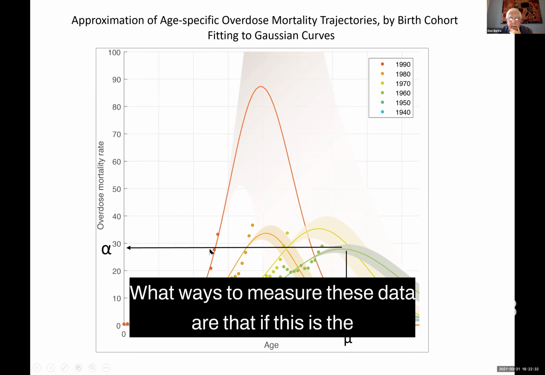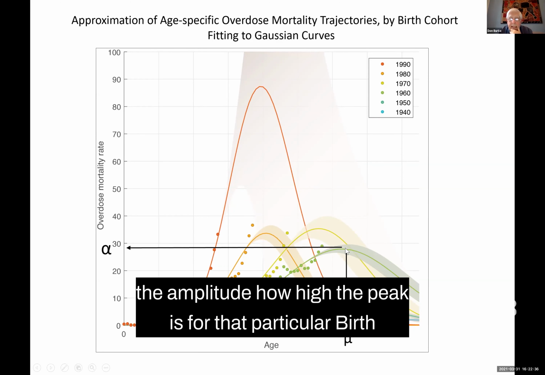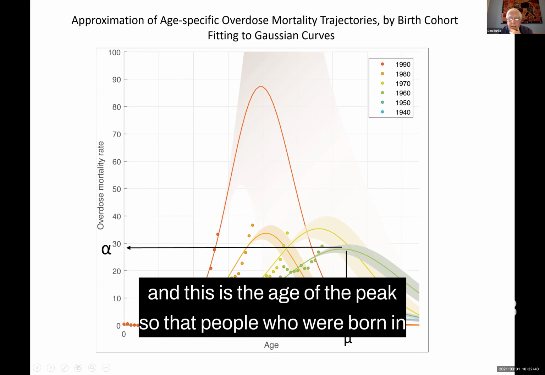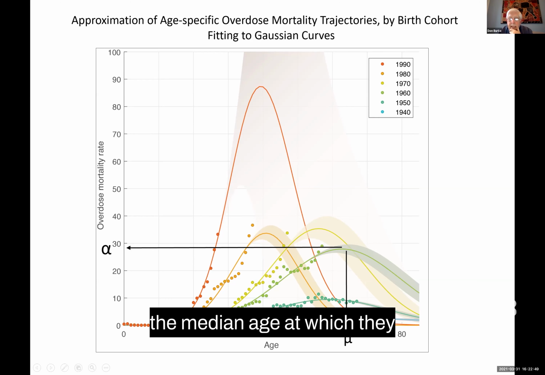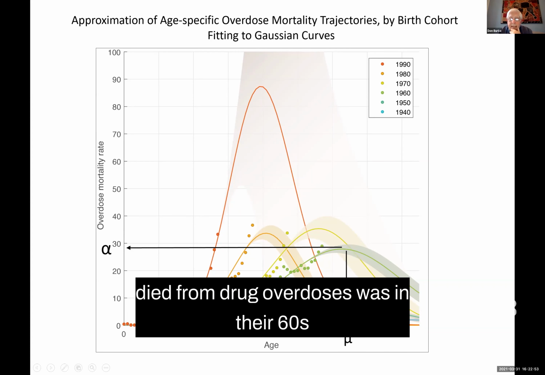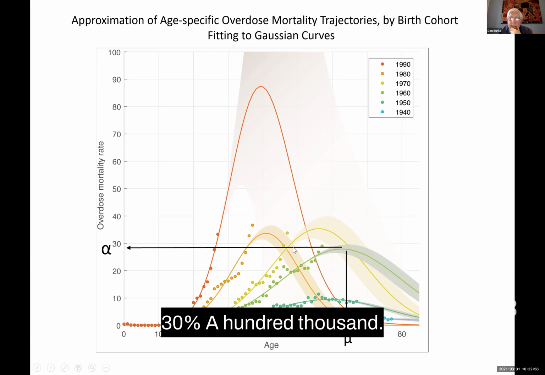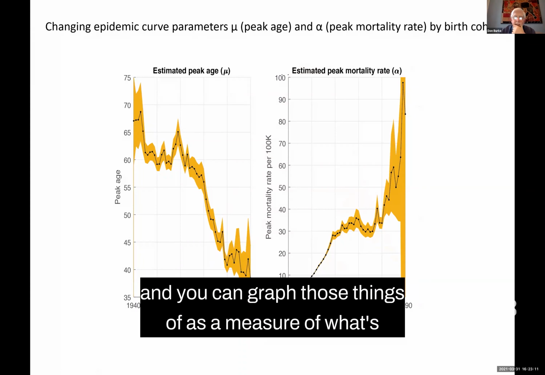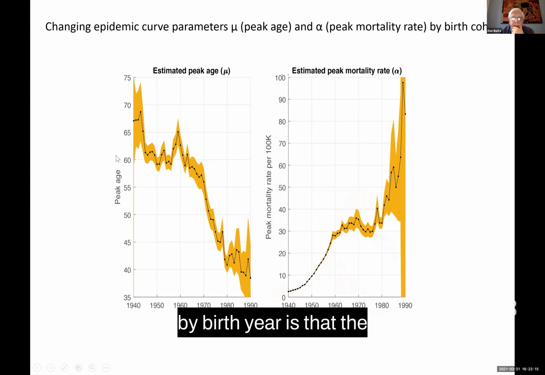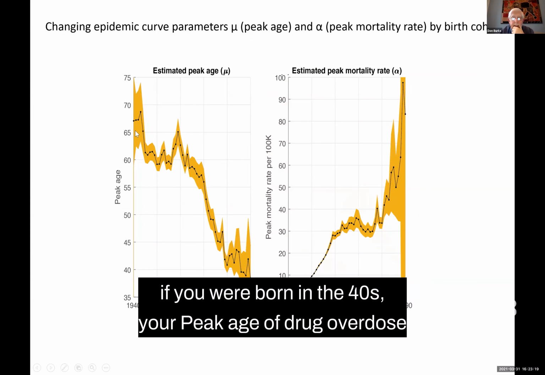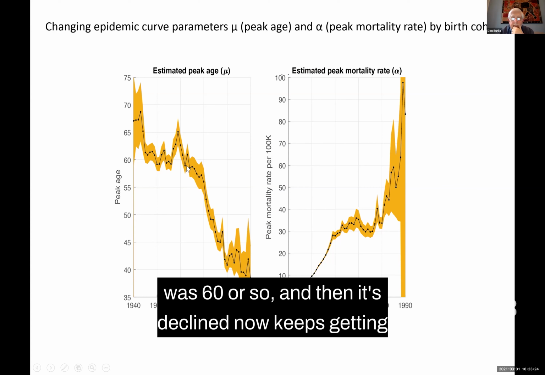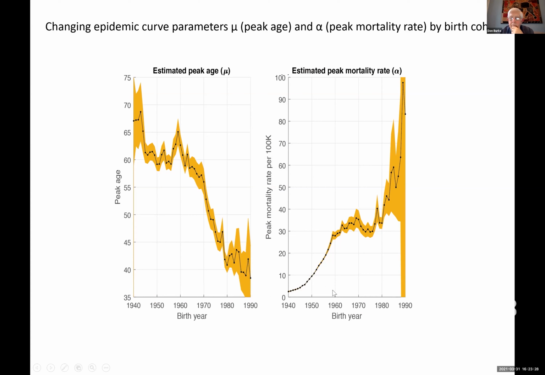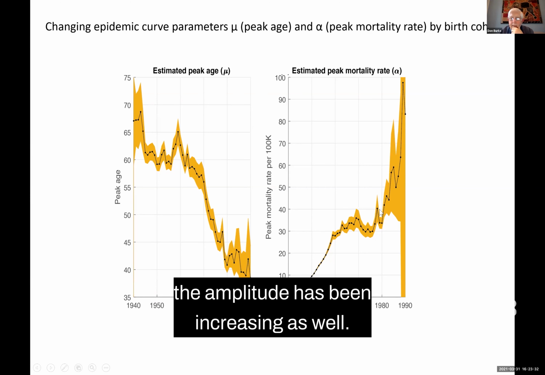One way to measure these data is that if this is the amplitude, how high the peak is for that particular birth cohort, then this is the age of the peak. So people who were born in the 1960s, the median age at which they died from drug overdoses was in their 60s, and they died at a rate of 30 per 100,000. Both the peaks and the ages change over time, and you can graph those things as a measure of what's going on in the epidemic. By birth year, if you were born in the 40s, your peak age of drug overdose was 60 or so, and then it has declined, it keeps getting shorter and shorter. And the rate at which the amplitude has been increasing as well.